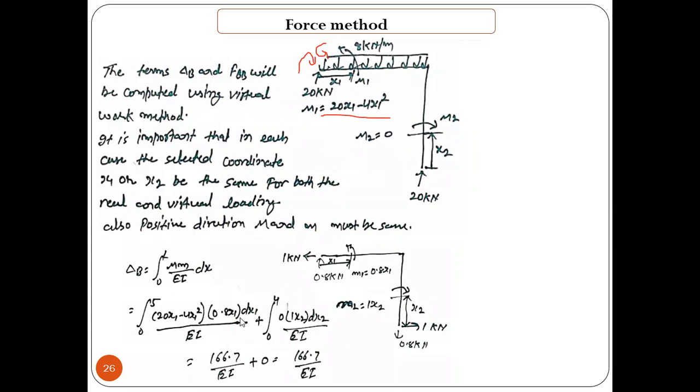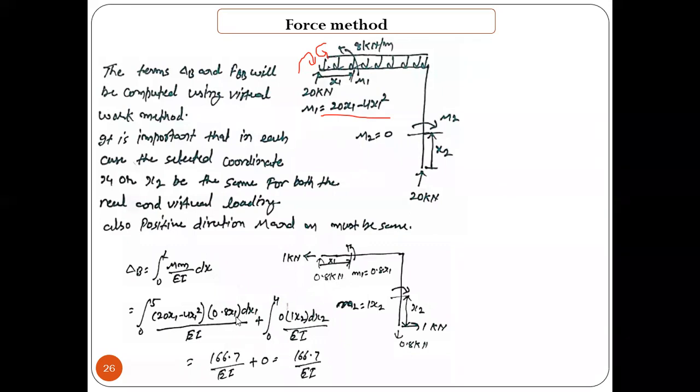Now put into the equation that we have, that is delta B is equal to the limit of 0 to L, capital M, the moment due to the real loading, into the moment due to your dummy loading, or you can say arbitrary or virtual loading. So put their values. The first segment is valid for this portion only, 0 to 5. Capital M is 20x1 minus 4x1 square, and put x1. This means the virtual loading also.